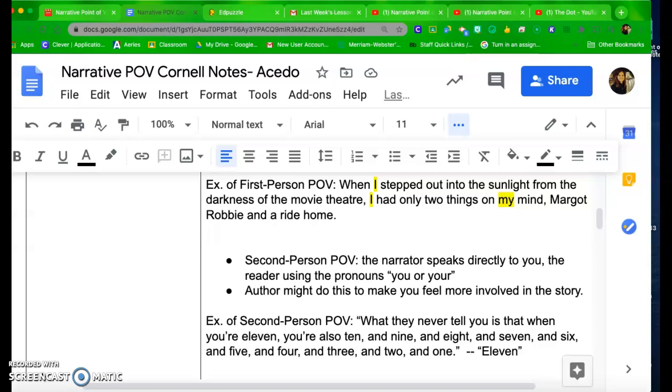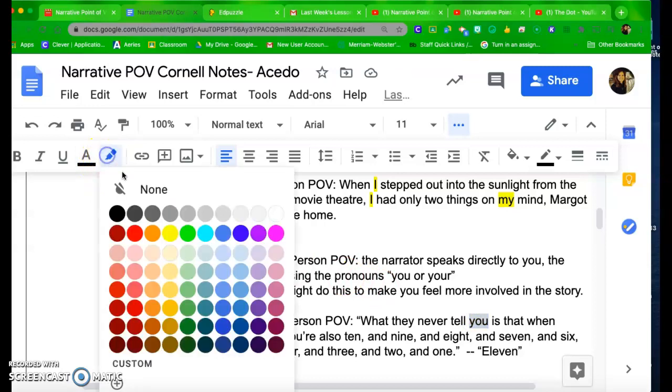"What they never tell you is that when you're 11, you're also 10 and 9 and 8 and 7 and 6 and 5 and 4 and 3 and 2 and 1," says Rachel. Okay, who is the narrator of the story? All right. So right here, we don't know that Rachel's telling the story, and the beginning is just second-person point of view. And I like bringing that up because it is possible for a story to have more than one point of view involved in it. Okay, so what is marking this as second-person point of view? The word you.